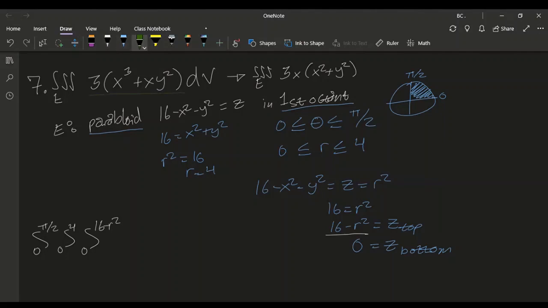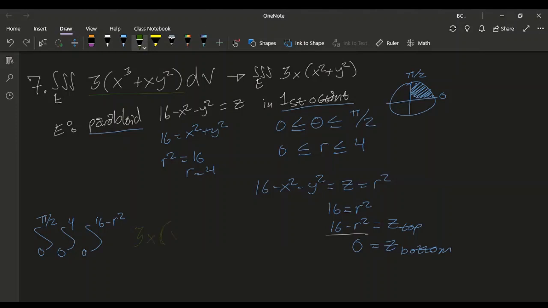And the reason that we can set it up this way is because you can technically do this in any order, and I'm going to actually go ahead and use blue now. You can do this in any order, but except for the z, you're going to want to leave the z as your innermost integral to evaluate. You're going to want to evaluate that one first.